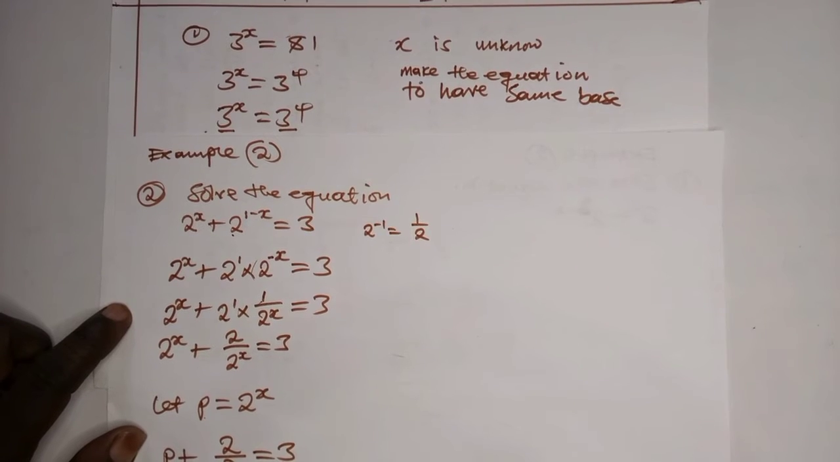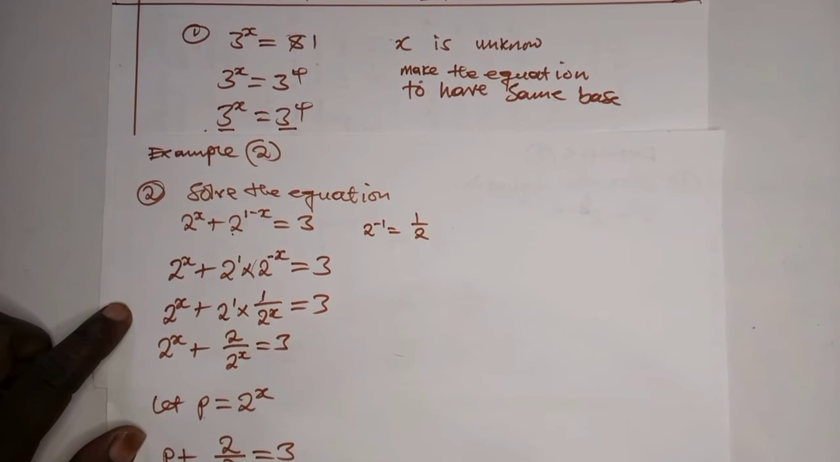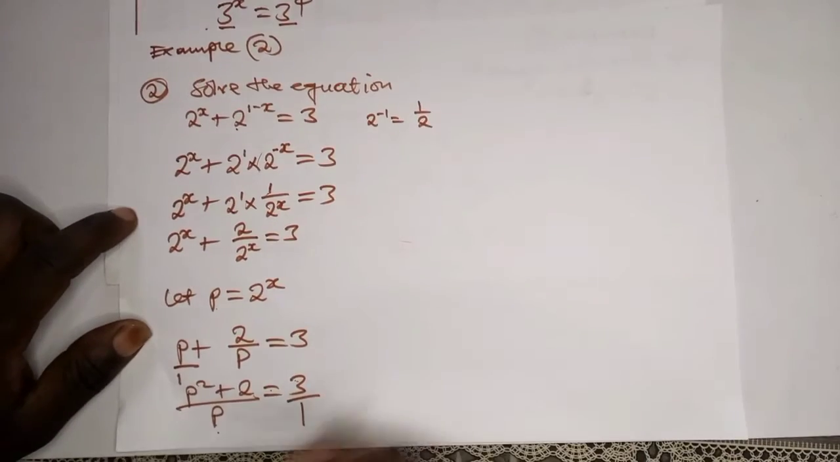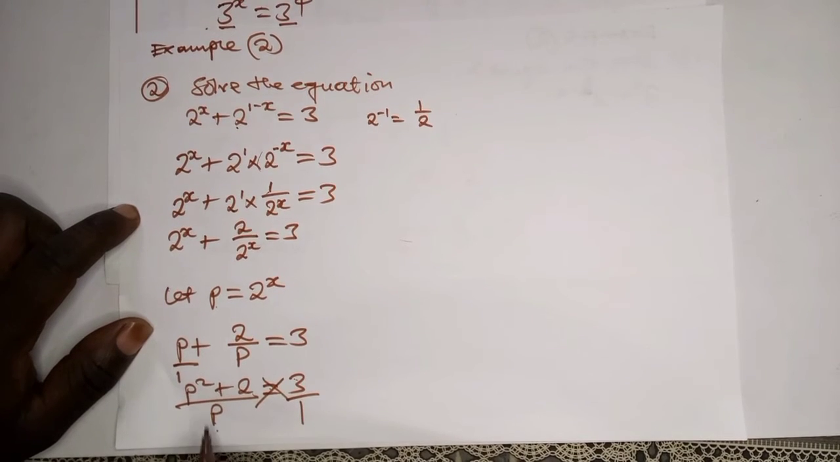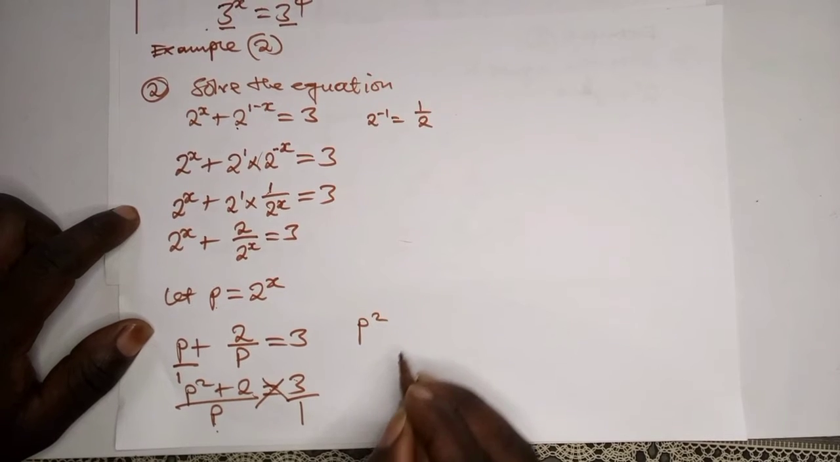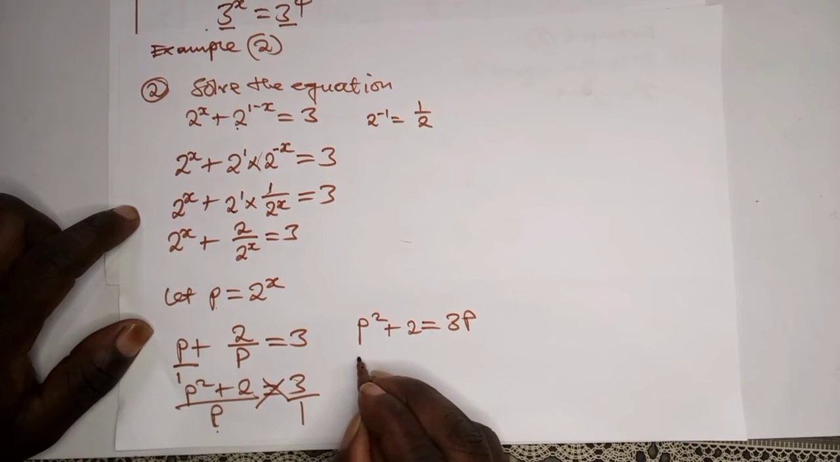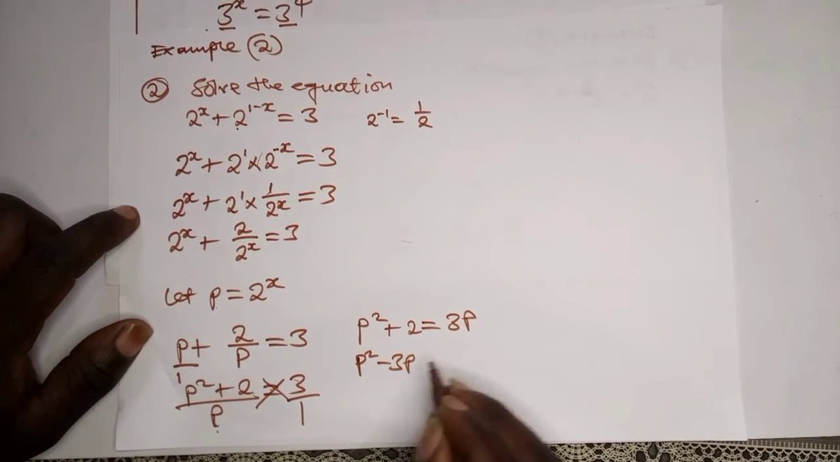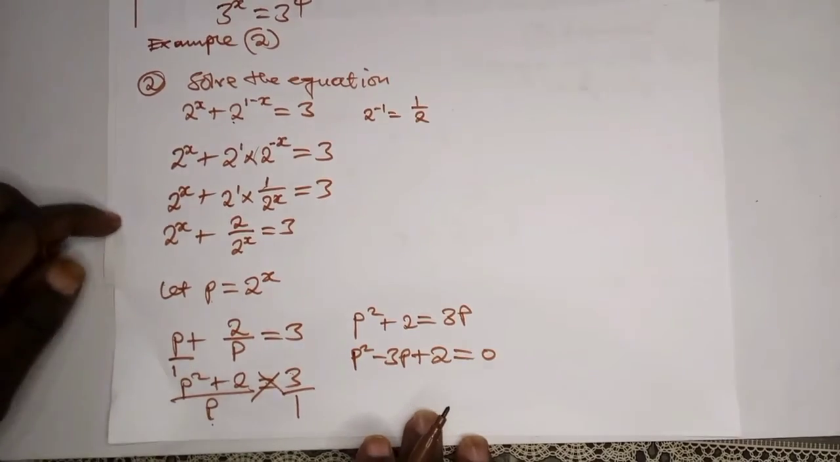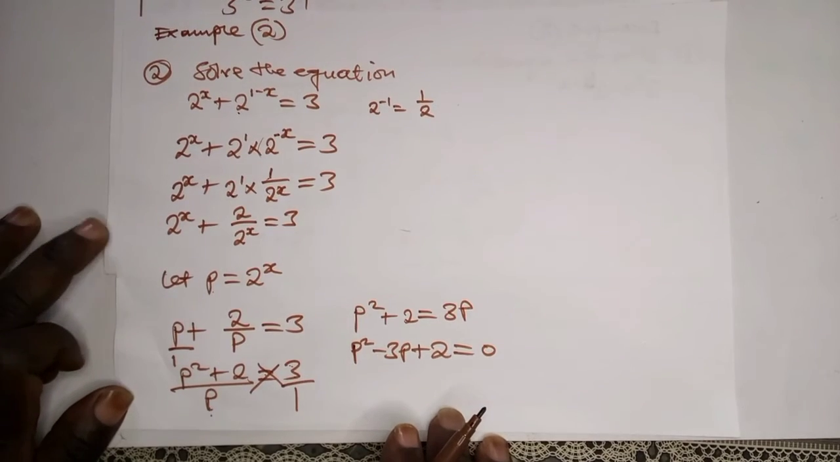So here what's common is p. 1 into p times p, which is p squared, plus p into p, which is 1 times 2, which is 2, equals 3. So here this is where you cross multiply, in which it will be p squared plus 2 equals p times 3, which is 3p. So we have to collect the terms to the left side, because we are solving the equation, in which it will be p squared minus 3p plus 2 equals 0.